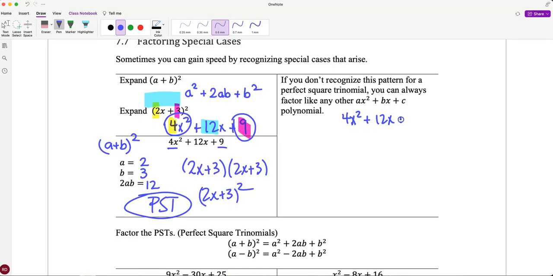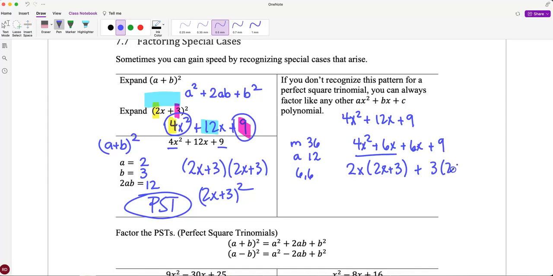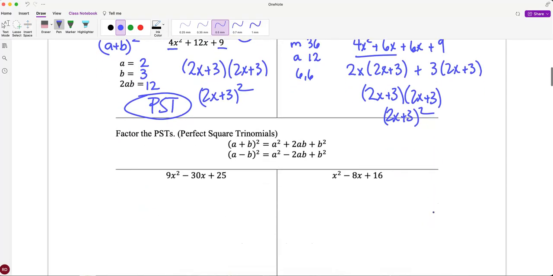4x squared plus 12x plus 9. I need numbers that multiply to 36 and add to 12. Well, the numbers that multiply to 36 and add to 12 are 6 and 6. So this is 4x squared plus 6x plus 6x plus 9. You can factor out a 2x from the first two terms, and you're left with 2x plus 3. Copy down the plus sign, factor out a 3, 2x plus 3. Your final answer here is 2x plus 3 times 2x plus 3, which is 2x plus 3 squared. Okay? So it just saves time if I can recognize the pattern.